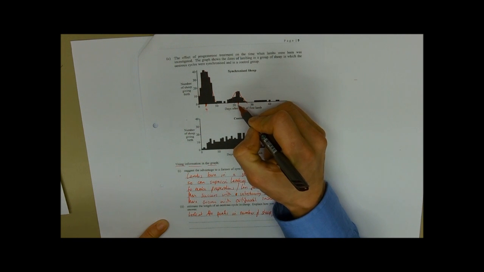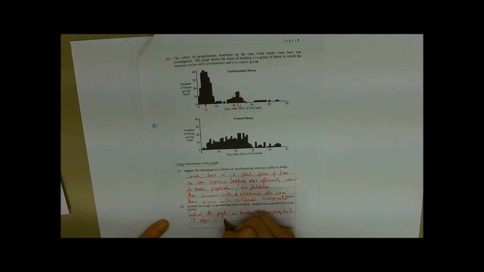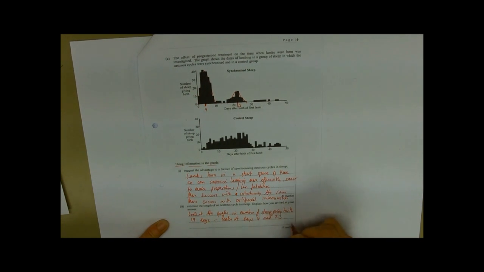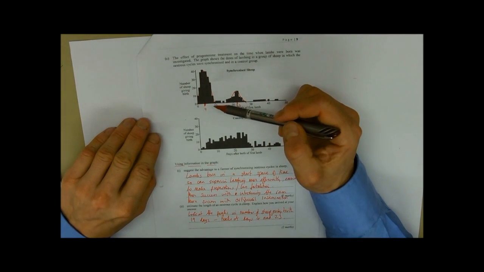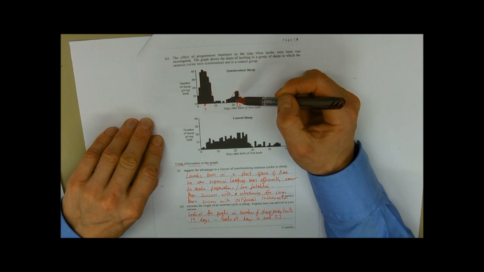So 4, 23. So according to this, mine would be 19 days. The peaks at days 4 and 23. I'm currently looking at a mark scheme that says 15 days, peaks at day 5 and 20. Well, I'm going for 4 and 23. But as long as you explain how you arrived at your answer and the numbers add up, then that's a sensible way to get 2 marks there.